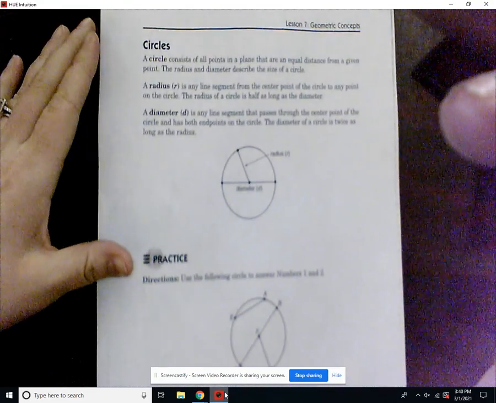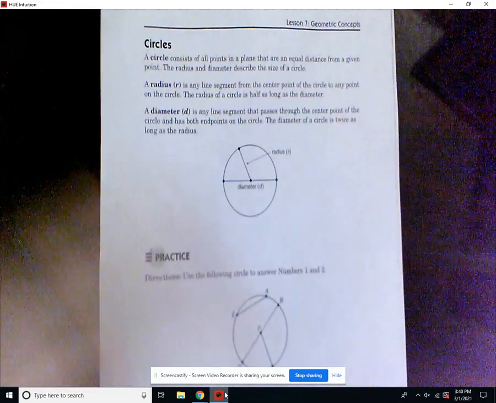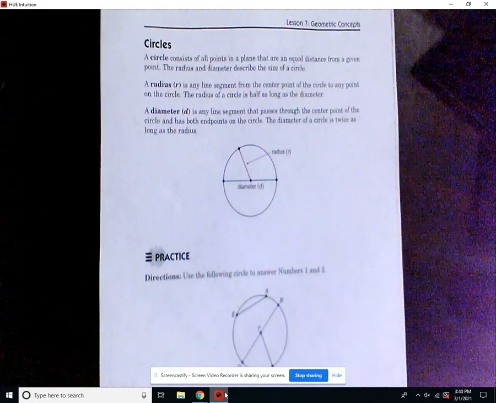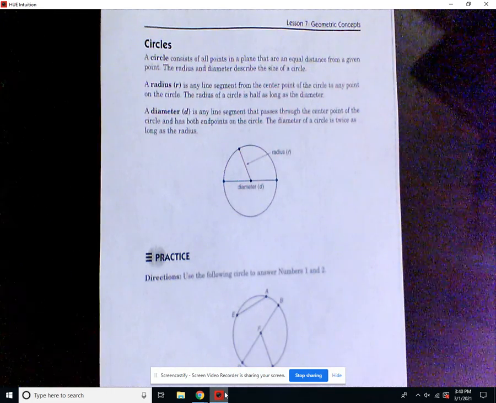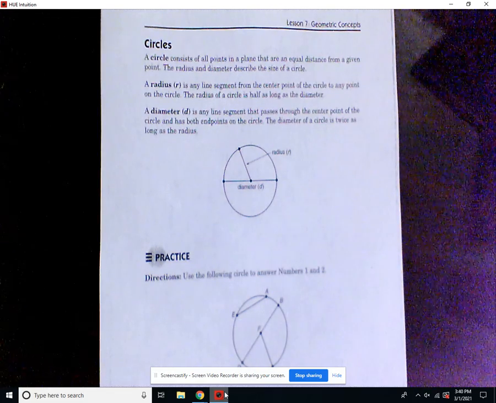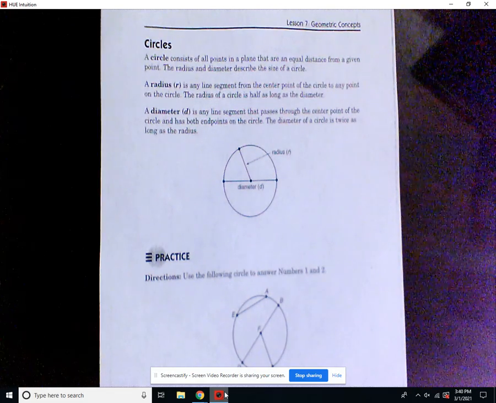In this lesson, we are going to look at circles, some information about circles. A circle consists of all points in a plane that are equidistant from a given point. The radius and diameter describe the size of the circle.